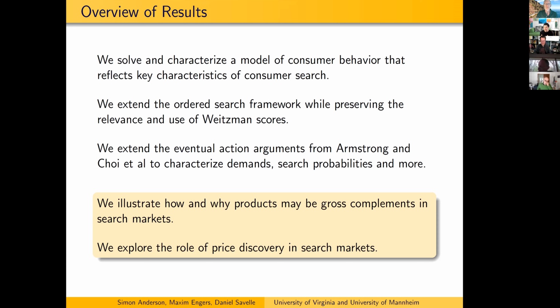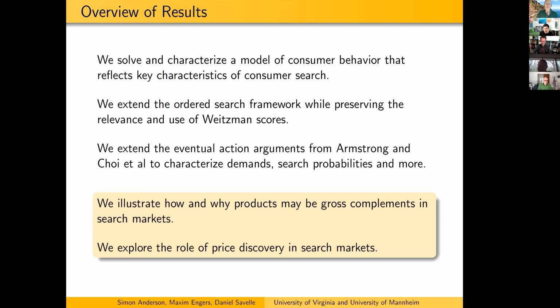And the key idea of this is that you can do demands, you can do search volumes, but you can also do the demands for all products at a platform, for example, pretty easily with this model. And our goal is to illustrate how and why products may be gross complements in search markets. So while this is a cool exercise in theory, it will also very much expand us outside of the set of demand systems that you could get out of a discrete choice model or a regular ordered search model.